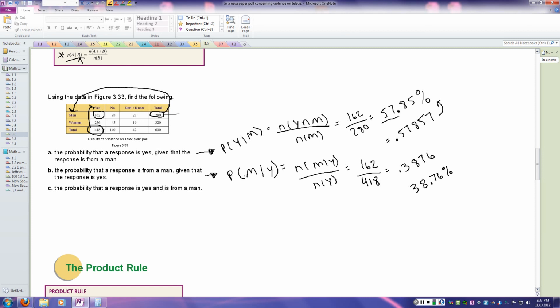This is saying 57.85% of men voted yes. So these are two different things. You have to be very careful what they're asking for.